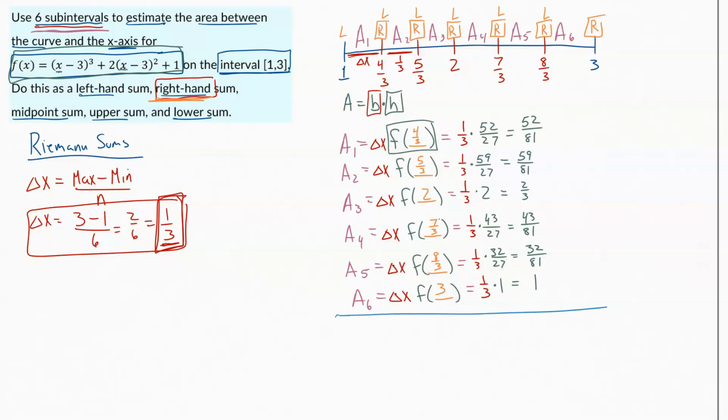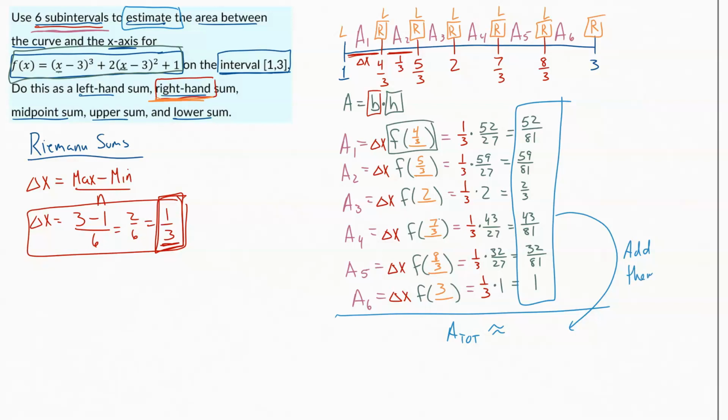And then to get our total estimate for all 6 of these subintervals, you're just going to add all of those up. So now you're just going to take and pop into your calculator all of those values. You'll add them up. And so in this scenario, when we add all of those up, we would get out 89 over 27. And so that's our final answer for this. That would be our right-hand sum here.